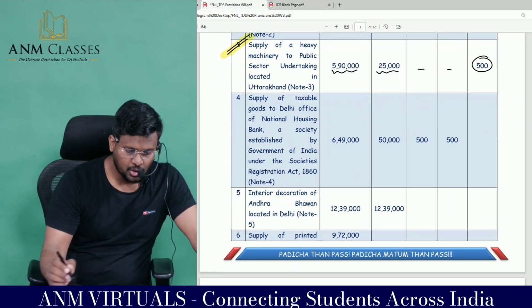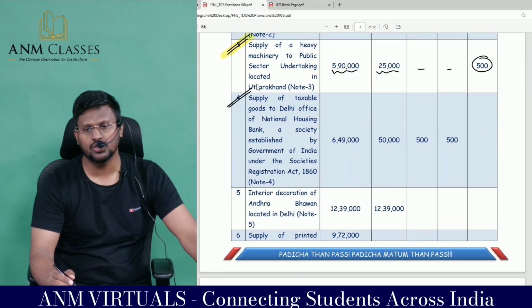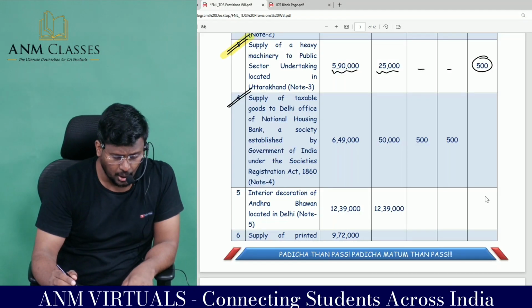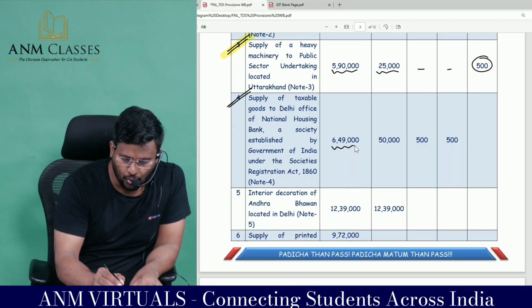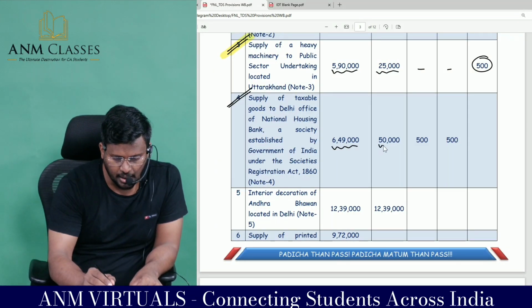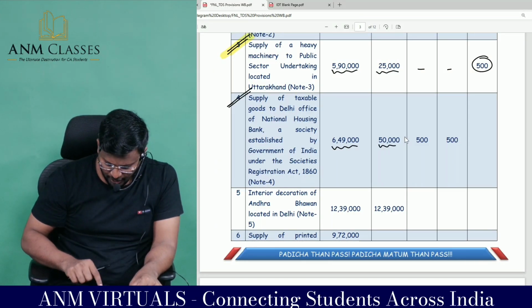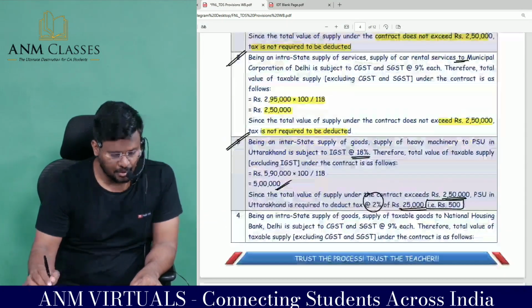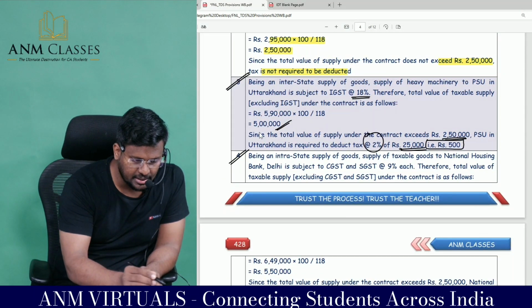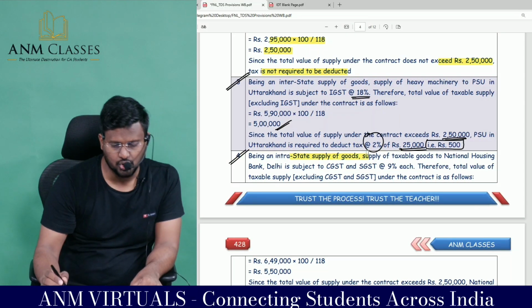Comfortable, sir? So supply of taxable goods to Delhi office of National Housing Bank, a society established by Government of India under the Society Registration Act, 6 lakh 49,000. But the amount outstanding is 50,000, so 50,000 into 1% comes to 500 CGST and 500 SGST. I'm coming to note number 4. Being an intra-state supply of goods.